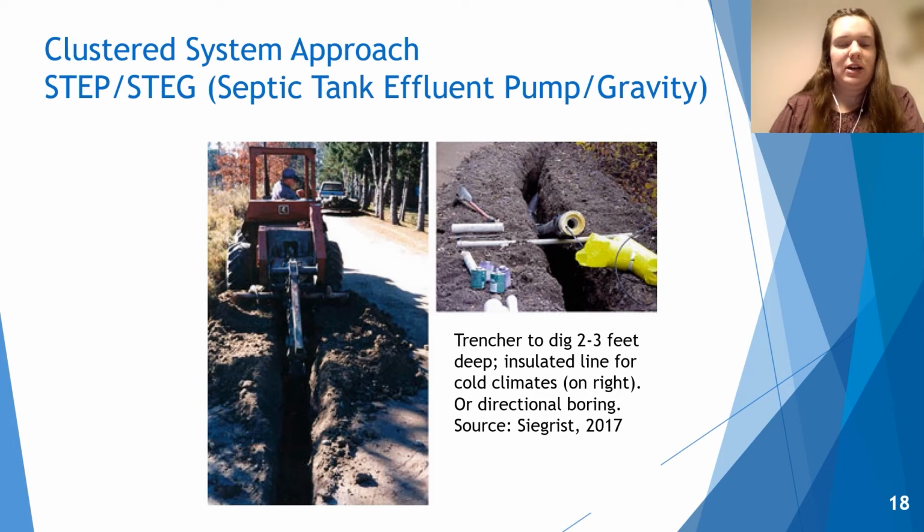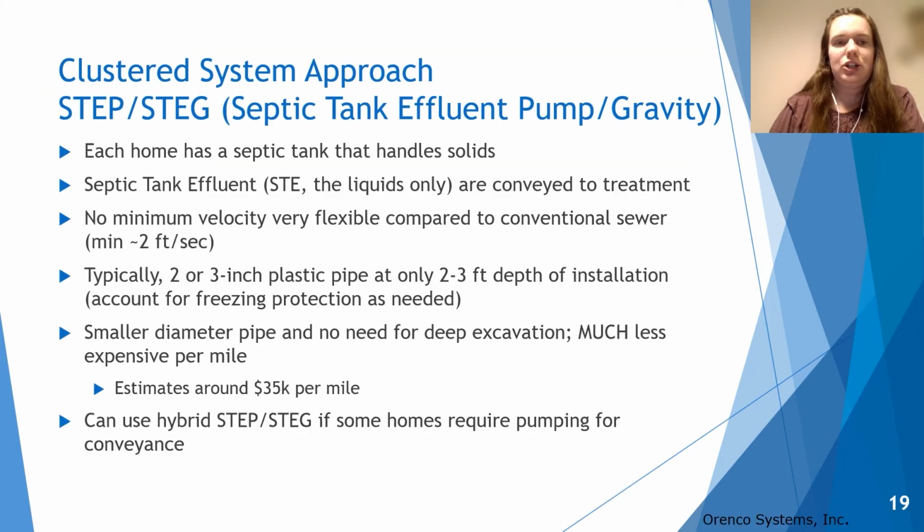You can use a trencher to dig a 2 to 3 foot hole into the ground for the pipes. The pipes are typically only a couple inches in diameter, whereas with your conventional sewer system, those pipes are significantly larger and are almost all gravity fed. So those cost a whole lot more to install than what these types of pipes cost. As I mentioned, each home has a septic tank for the solids. Since there's only the liquid moving to the treatment unit, there's no minimum velocity, so it's very flexible for the diameter of pipe that you use compared to a conventional sewer network.